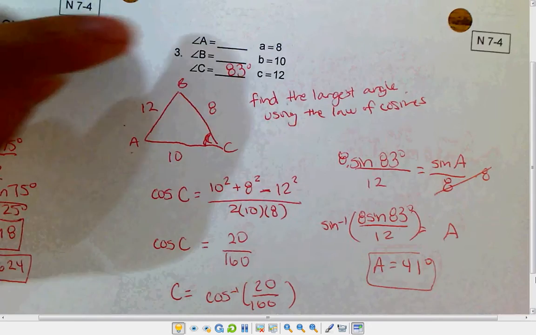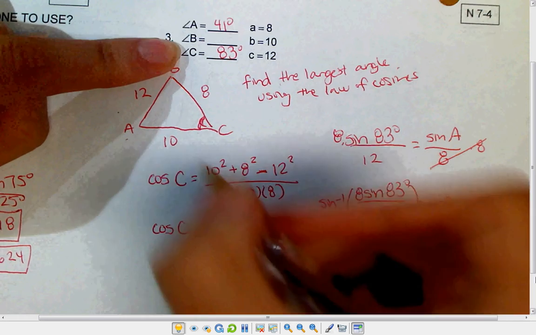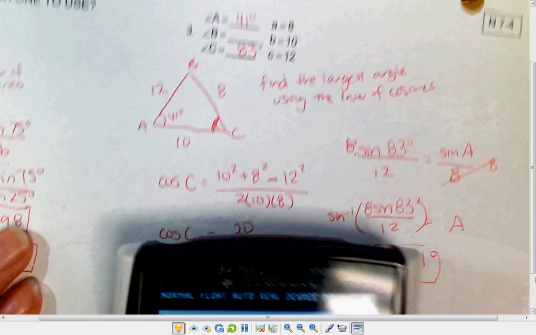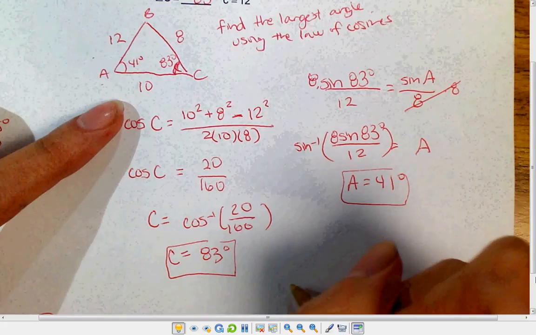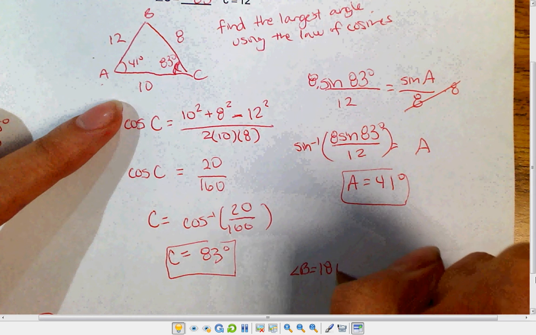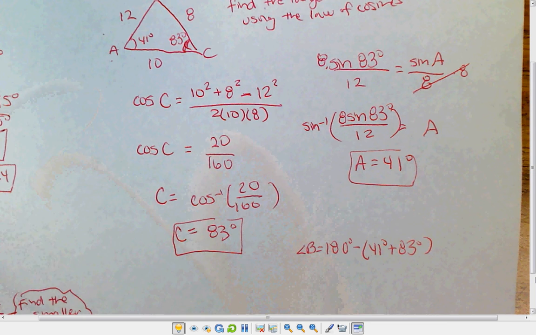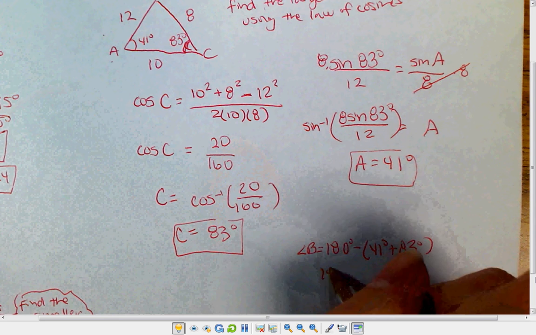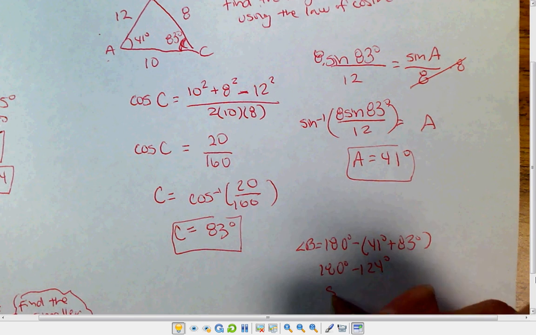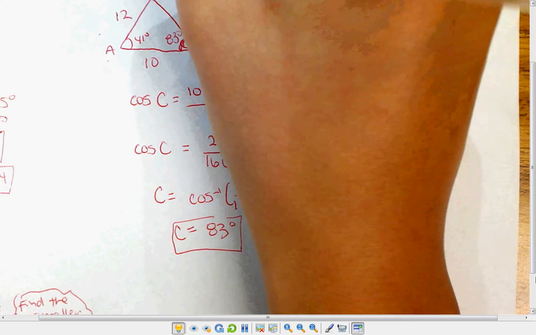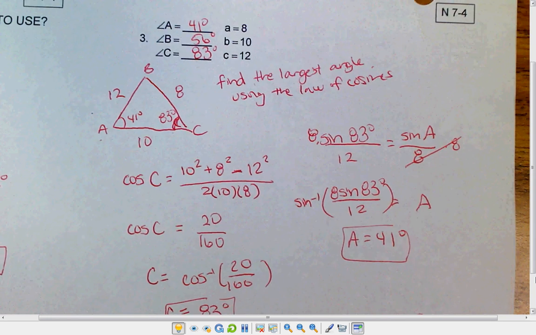And now we have two angles. So to find our last one, we can again use our triangle sum theorem, which tells us that they all add up to 180. So angle B is equal to 180 minus 41 plus 83. So 180 degrees minus 124, which is 56 degrees. And now we are done finding all three angles for number 3.